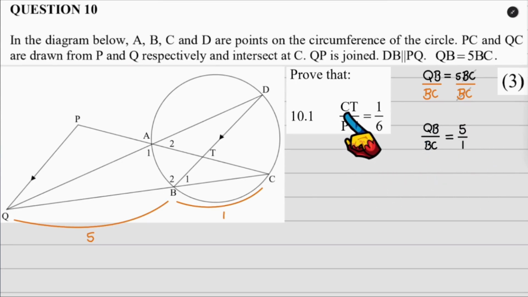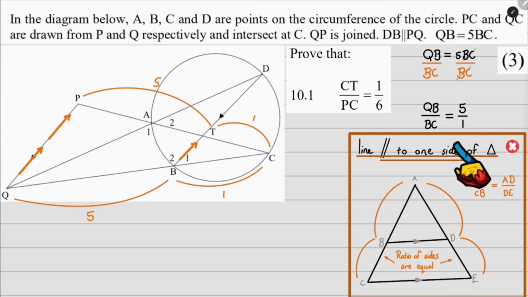Okay, now we need the ratio CT over PC. We're going to pretend like we don't have this and basically show the teacher where it comes from. So CT is over here and PC is the long side over there. So I can take the ratios across the parallel lines. The line parallel to one side of triangle. Yes, and this paper is really hitting home on this theorem. We've seen it a lot in this paper.